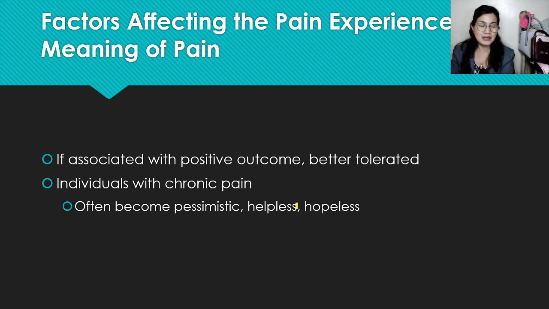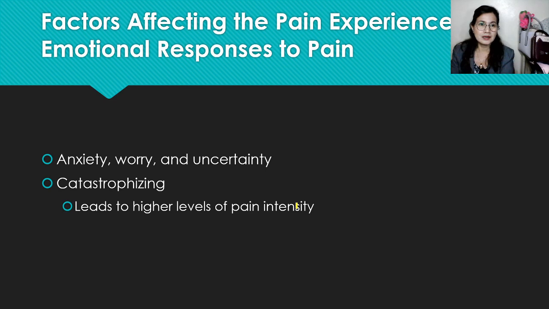However, individuals with chronic pain often become pessimistic, helpless, hopeless. And we have emotional responses to pain, which could be anxiety, worry, uncertainty of what is about to happen or what's going to happen. Catastrophizing, meaning it leads to higher levels of pain intensity, and there's the difficulty of coping.